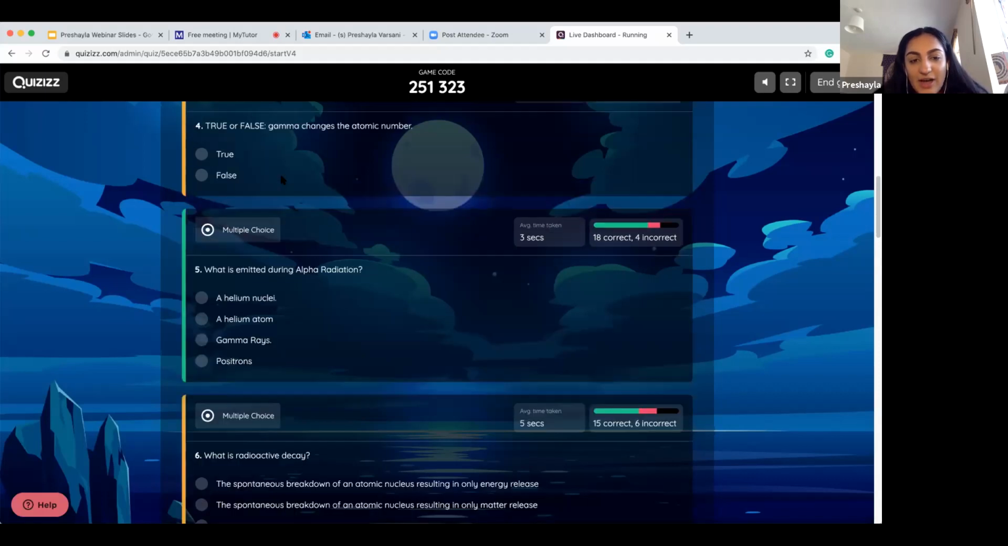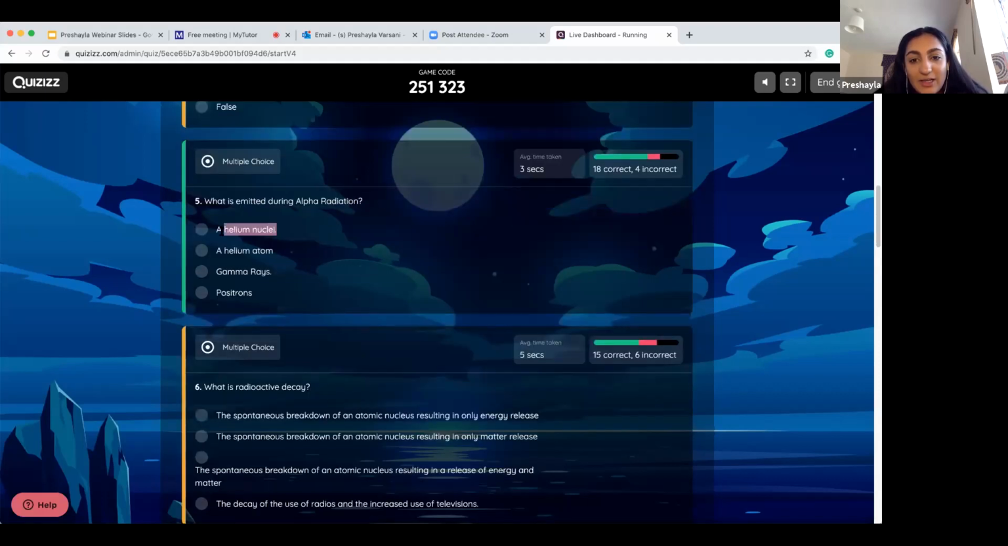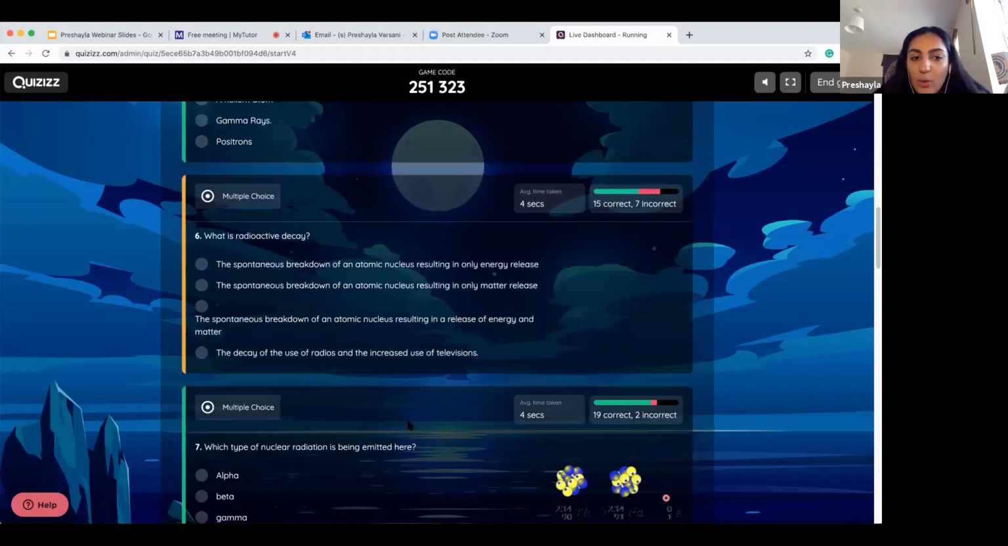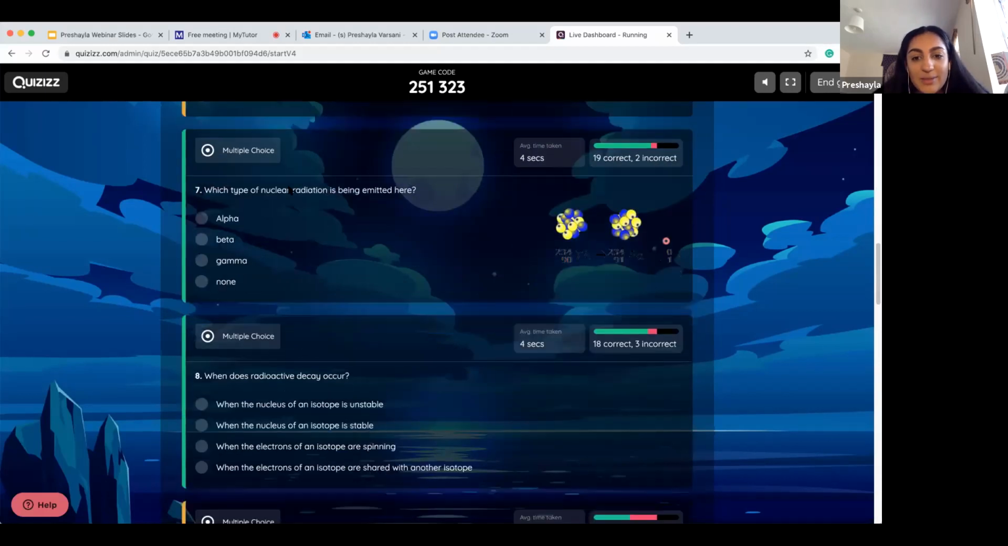What is emitted during alpha radiation? This is a helium nuclei. Loads of you got that correct, so really well done. Not a helium atom. Remember, we don't want to bring the electrons with us. What is radioactive decay? This one's slightly harder because they are all quite similar definitions, but it is a spontaneous breakdown of an atomic nucleus resulting in only energy release.